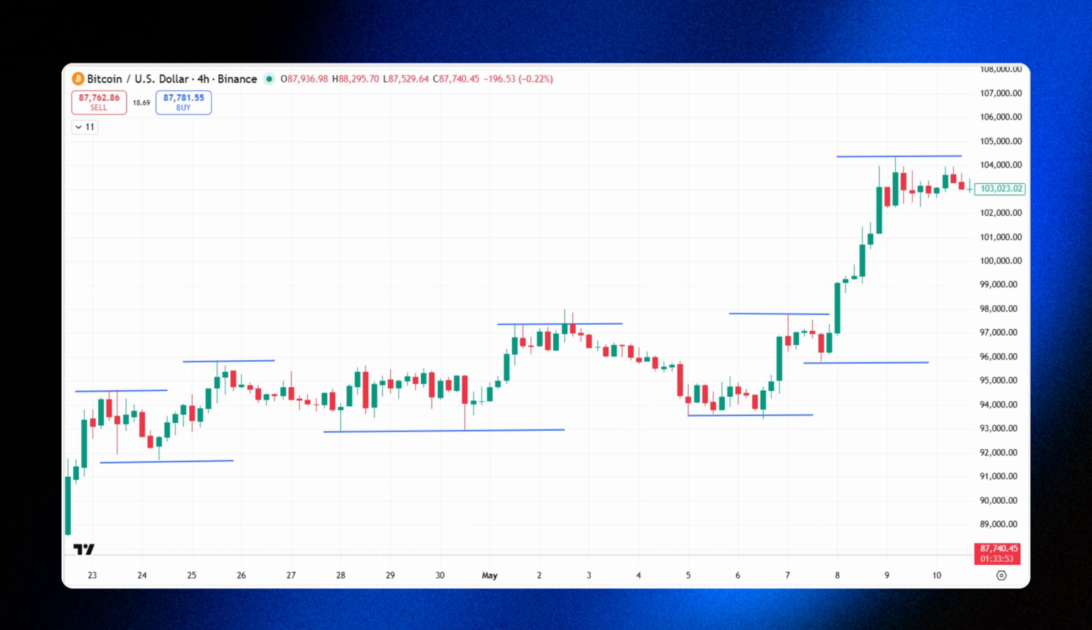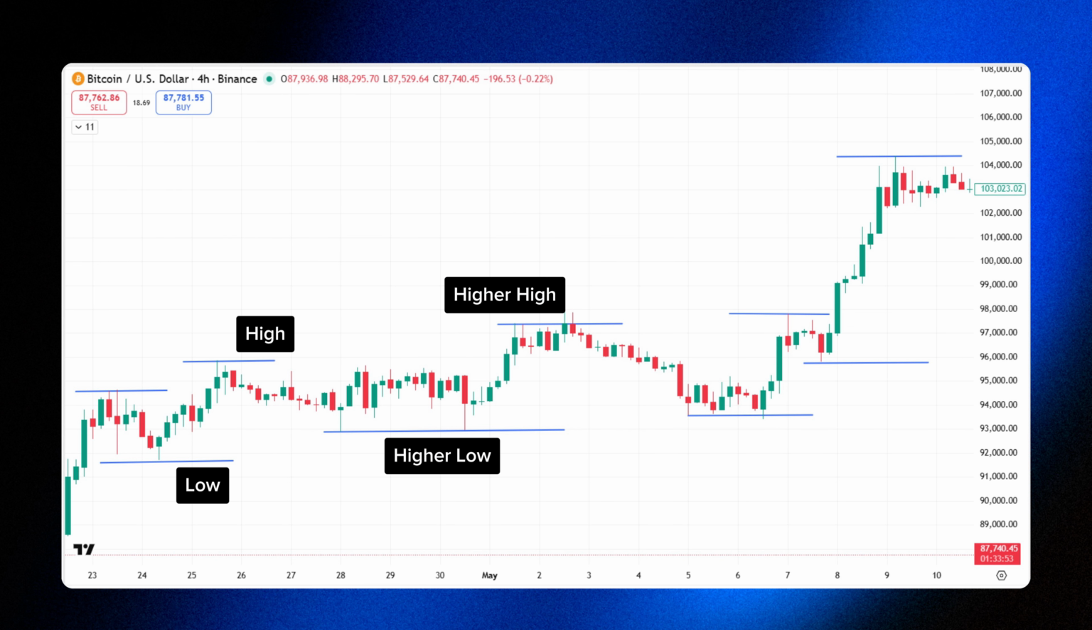To confirm an uptrend, you need at least one higher low and one higher high. Price makes a low, goes up to a high, pulls back, but stays above the last low. And that's your higher low. When the price then breaks above the last high, you've confirmed an uptrend. Once that happens, expect the price to keep making higher lows and higher highs until something breaks.